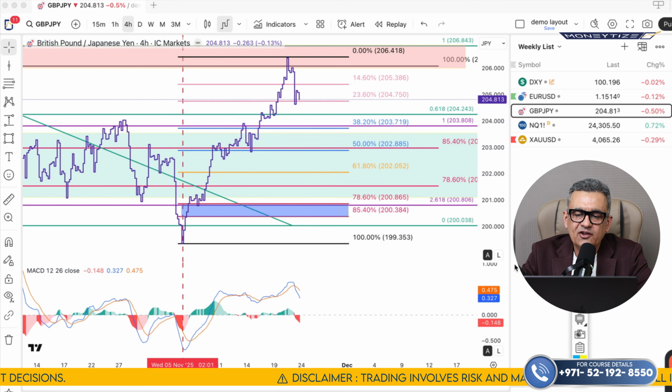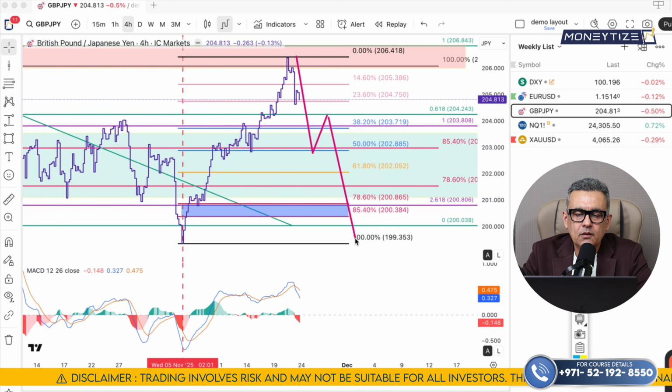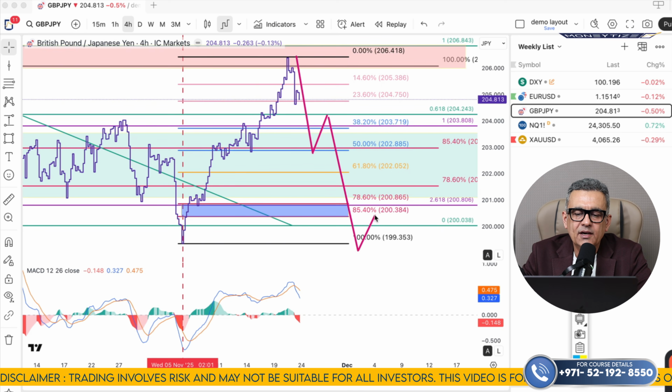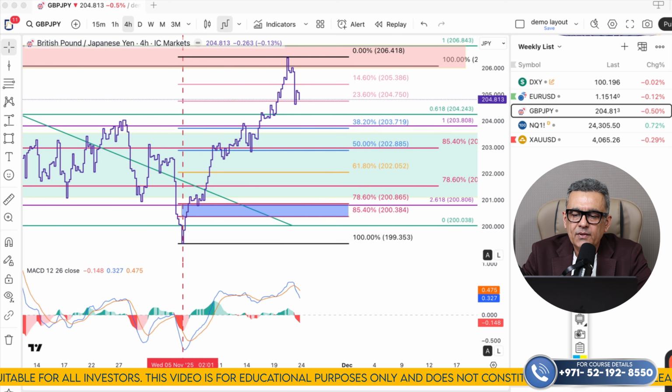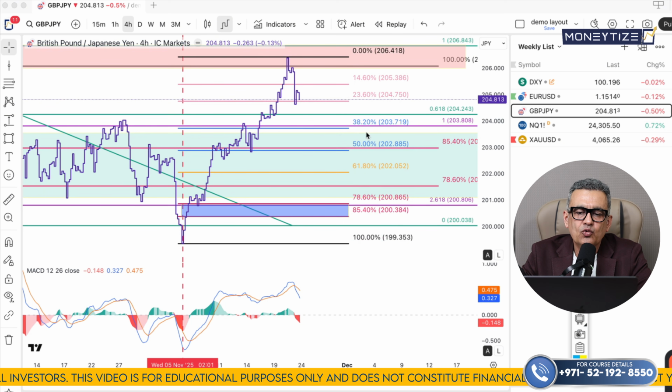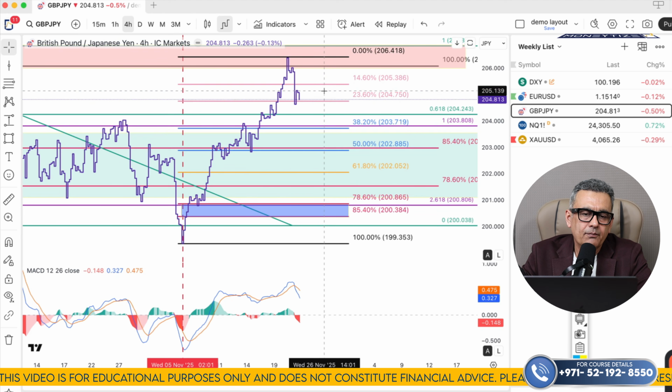And if it breaks below 85.4 support, so a sharp drop and a closure below 85.4 in terms of price level below 200.38 will invalidate my bullish view. Otherwise, it remains ultra bullish to me, and the expected target is 211 in the days to come.